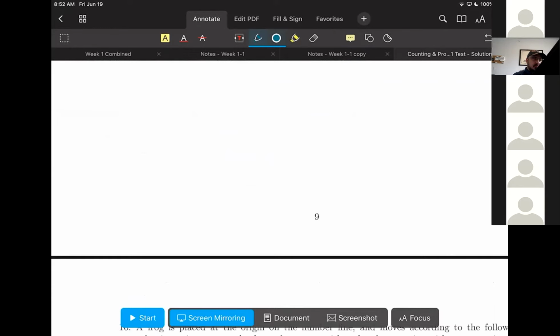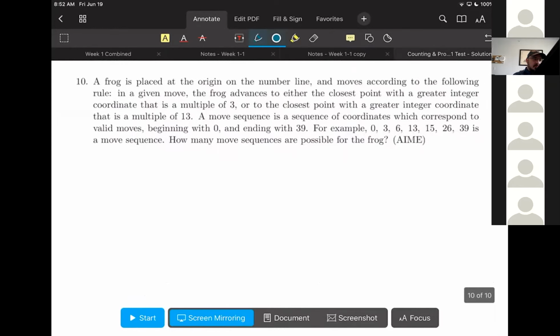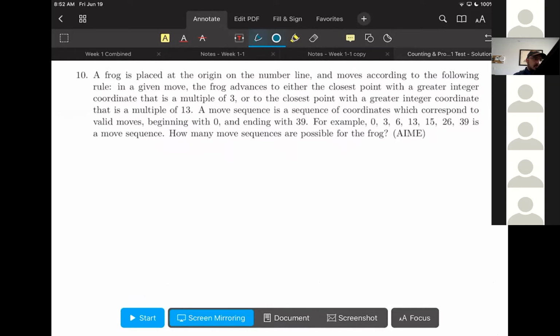Okay, here you go. Cool. So did everyone understand this problem? So basically it's saying we have this frog that's moving along a number line. And at any point it can go to the next multiple of 3, or it can go to the next multiple of 13. The question wants to know how many different move sequences there are before it gets to 39, which is the first multiple of both 3 and 13.